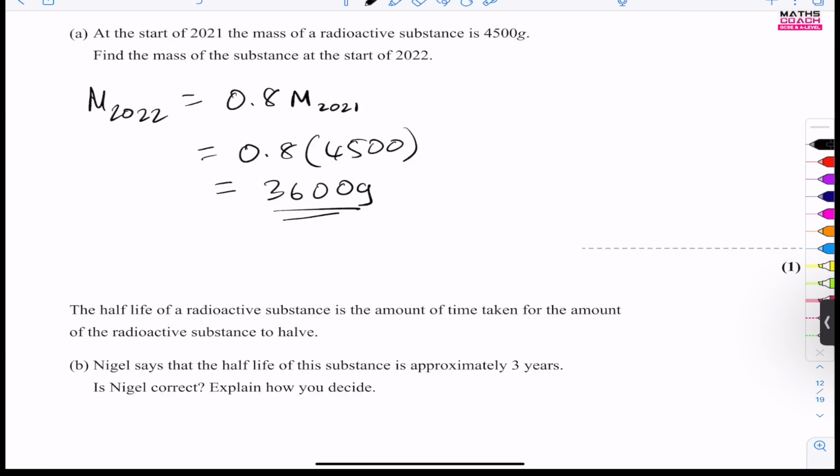Part B, the half-life of a radioactive substance is the amount of time taken for the amount of the radioactive substance to halve. Okay, to halve. Let's just highlight that. So it has to halve from 4,500 because that's the start.